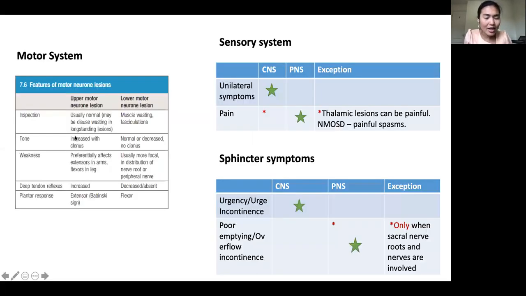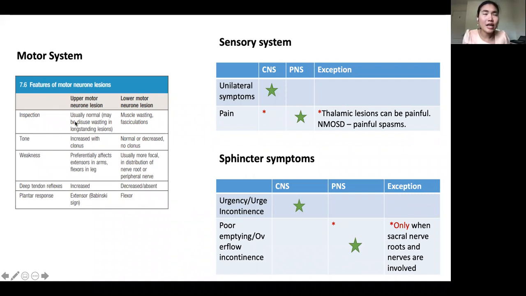Before I start, this is very basic, and I understand you are all final year medical students, am I right? I guess you have all been taught about this, but this is a little revision with me. When we want to differentiate whether it is due to a central nervous system problem or a peripheral nervous system problem, we will look at 3 parts. The first one is the motor system.